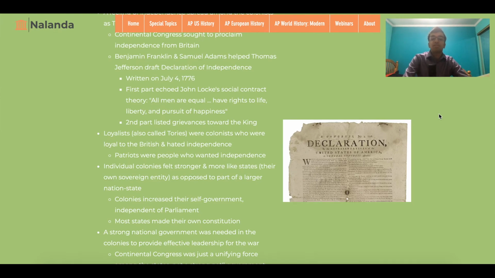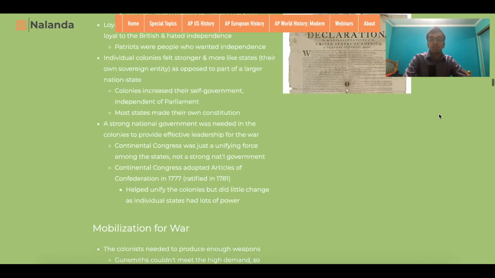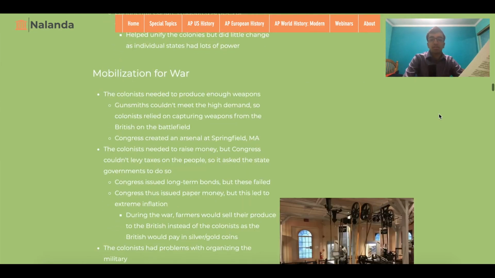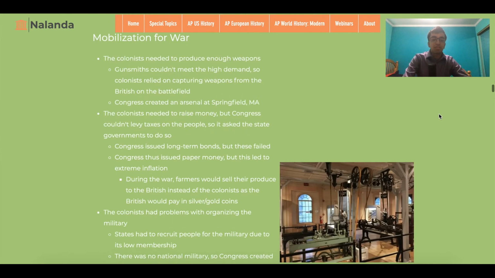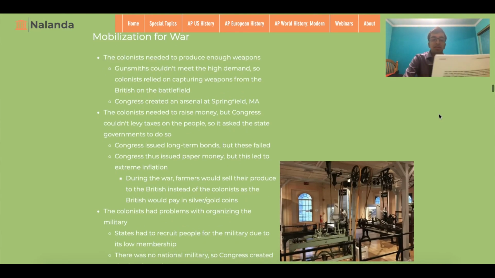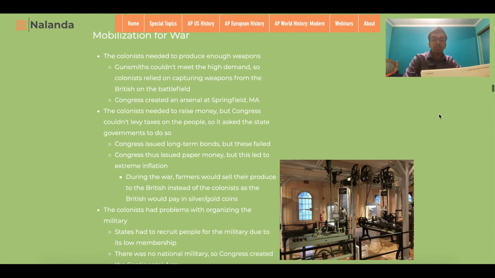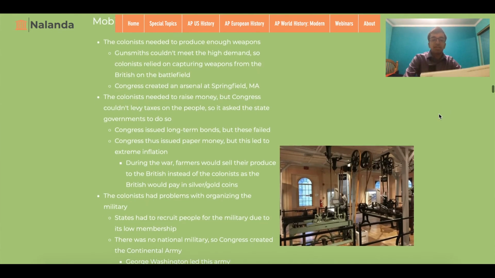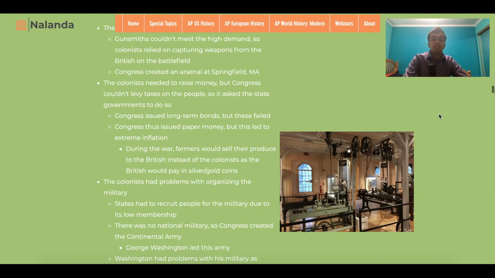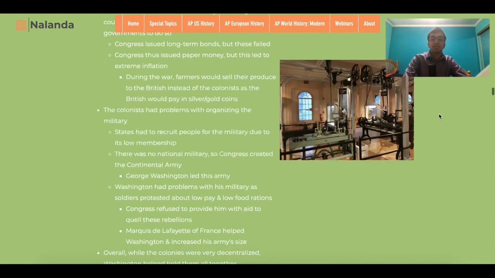Now, after the Declaration of Independence, the colonies needed to fully mobilize for war. They organized armies, pressured gunsmiths, printed paper money to raise revenue, which caused inflation, and they also created an arsenal at Springfield, Massachusetts. The colonies were very decentralized, and each state had its own army. So to unify all the colonies, Congress created the Continental Army, appointing George Washington, the same George Washington who would later become the first president of the U.S. He became the general of the Continental Army.